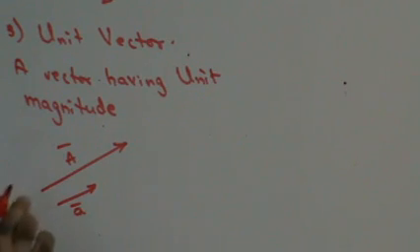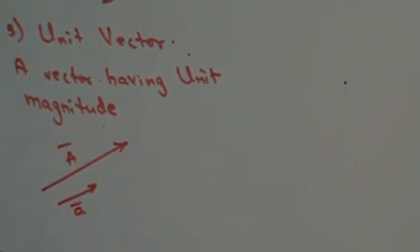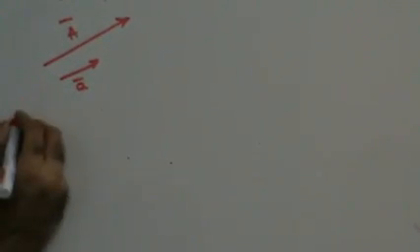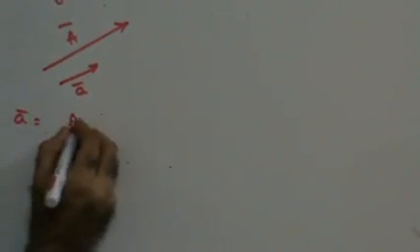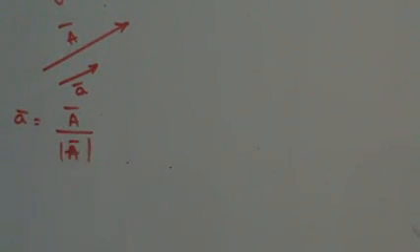So what is unit vector? It is a vector which is in the same direction as the given vector, but its magnitude is 1. How do I find the unit vector? Unit vector is given by the formula: A vector divided by magnitude of A vector. So if I divide a given vector by its magnitude, what I get is called the unit vector. Do we get this clear?